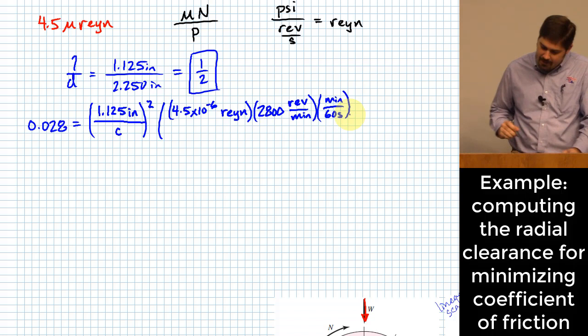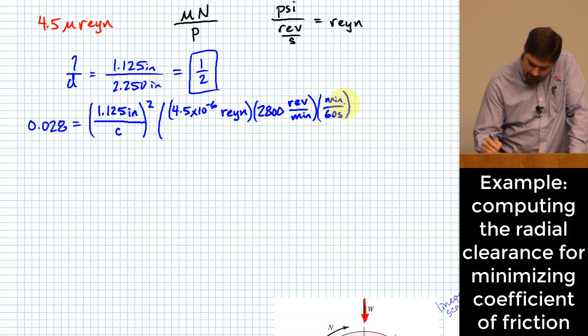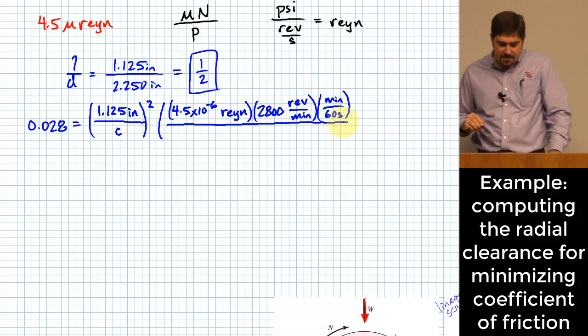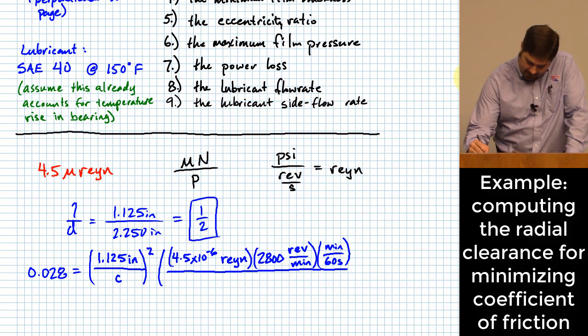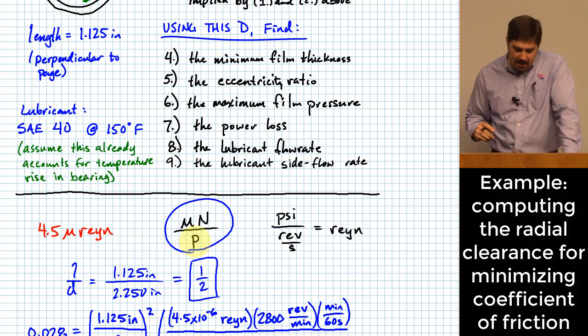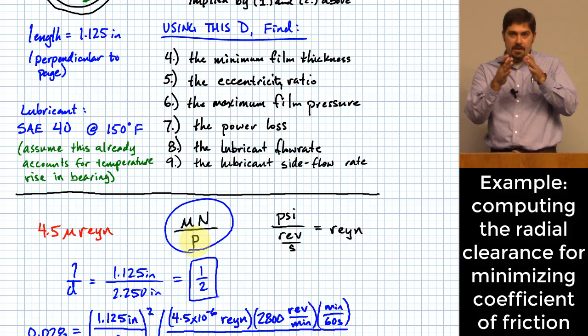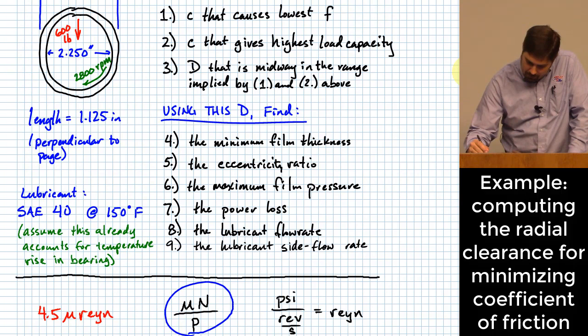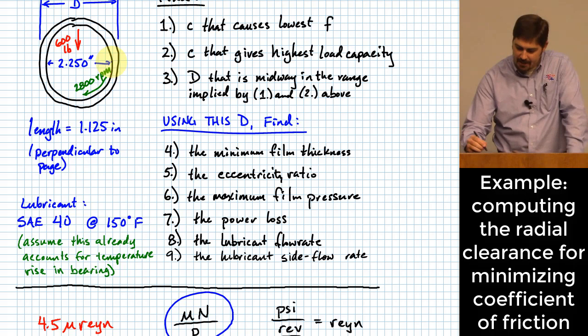And that will cause the Reyn to cancel, and we end up with the speed and time units of Reyn canceling. The rest of Reyn is psi, and so we need psi in the denominator. You might remember that the capital P for this dimensionless group is based on the area projected between the journal and the bushing that it sits in. That is equal to the diameter of the journal times the length of the bearing, the projected area that we have there for the basis of P.